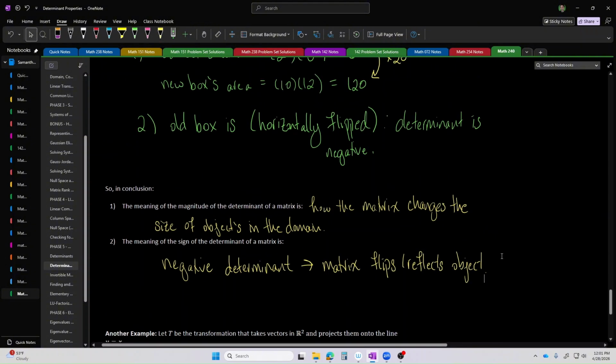So this is the meaning of the magnitude and the sign of a determinant. It tells you how the matrix changes the size of an object in its domain, and it tells you whether the matrix flips or reflects objects in its domain.